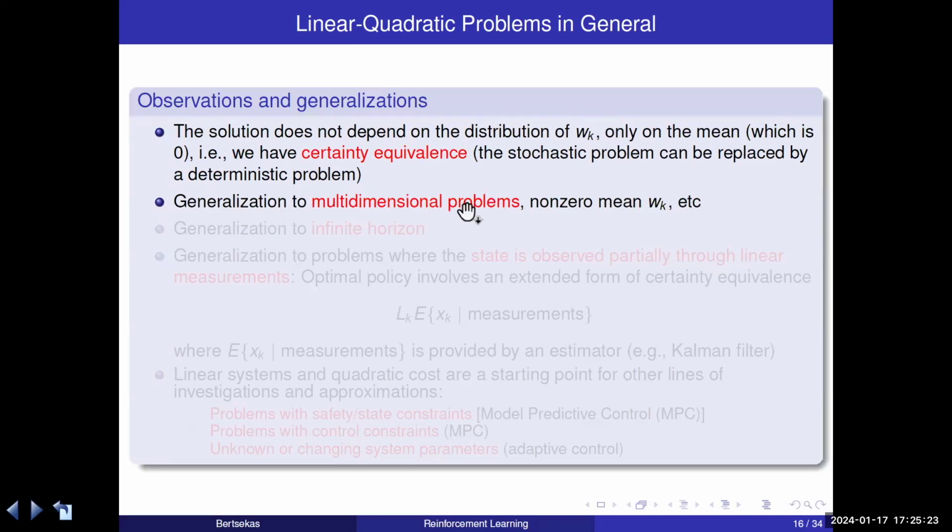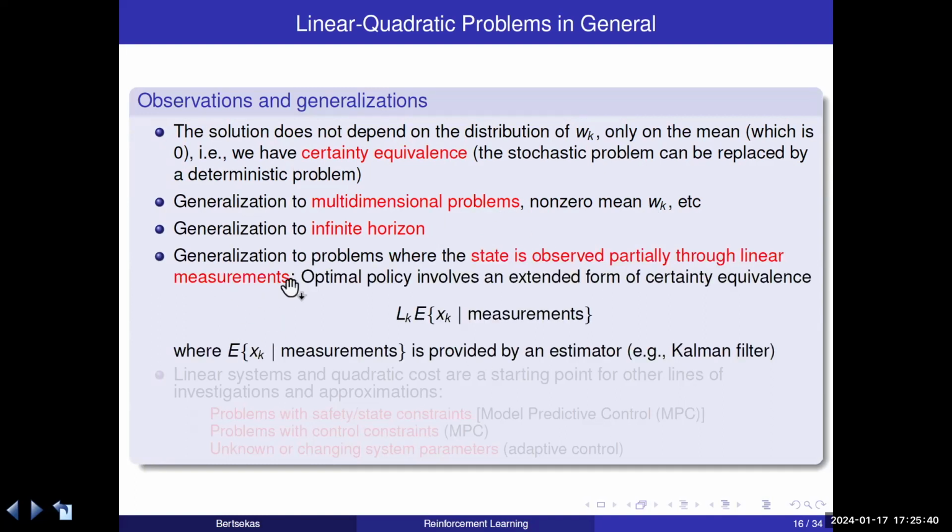We talked about generalization to multidimensional problems. There's also a generalization to non-zero mean WK. Basically, you have to modify in a simple way the calculations of the previous slide. There's a generalization to infinite horizon. We're going to show this later in this lecture.